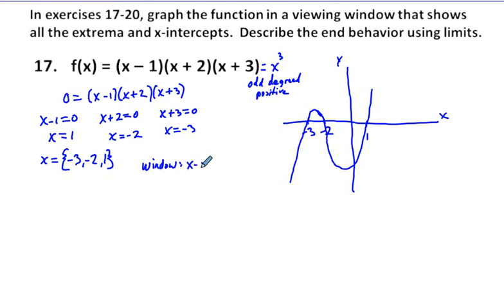X minimum equals negative 10. X maximum is equal to 10. Y minimum is equal to negative 10. And y maximum is equal to 10.